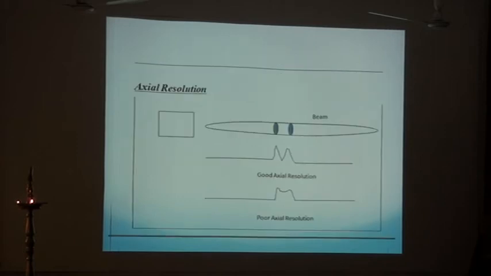As you can see here, the beam is going from the probe to that side, and there are two objects lying close together. If the frequency is high, then you will see them as two objects. It means it's a good axial resolution. But if the frequency is low, they will appear as one object. That means it's a poor axial resolution.